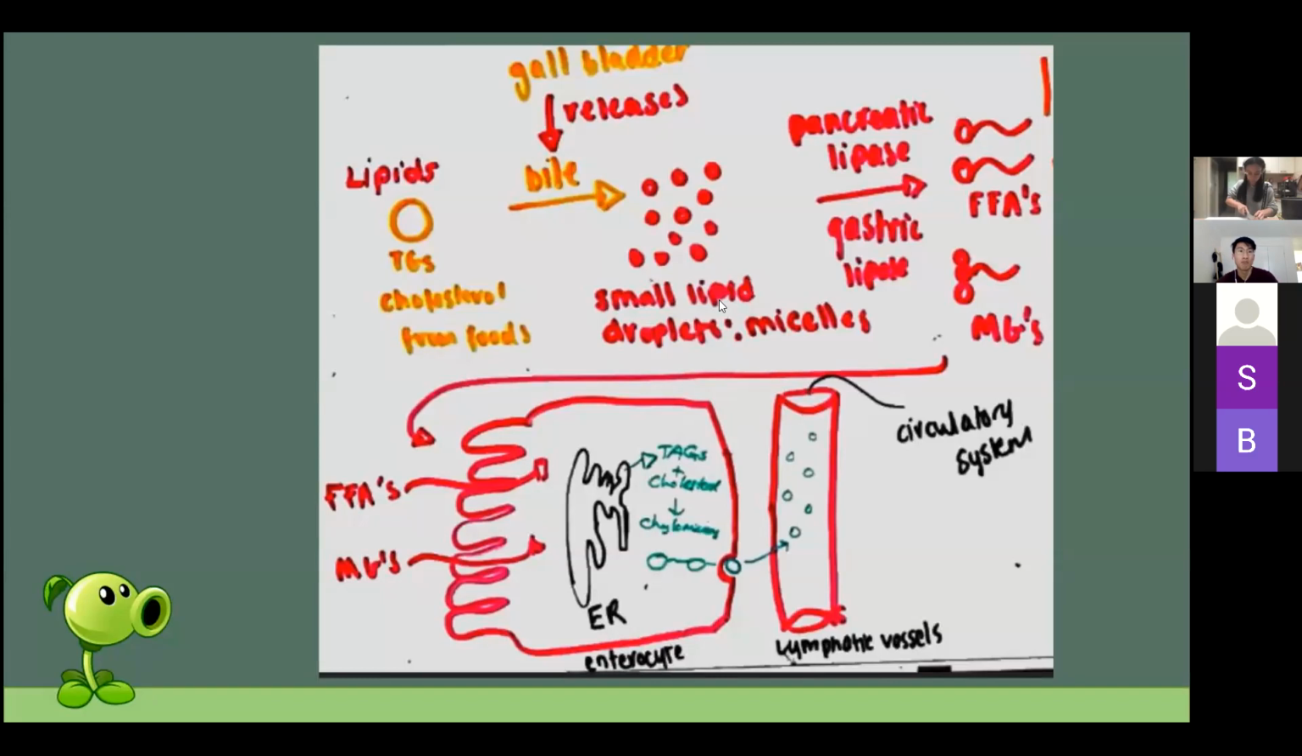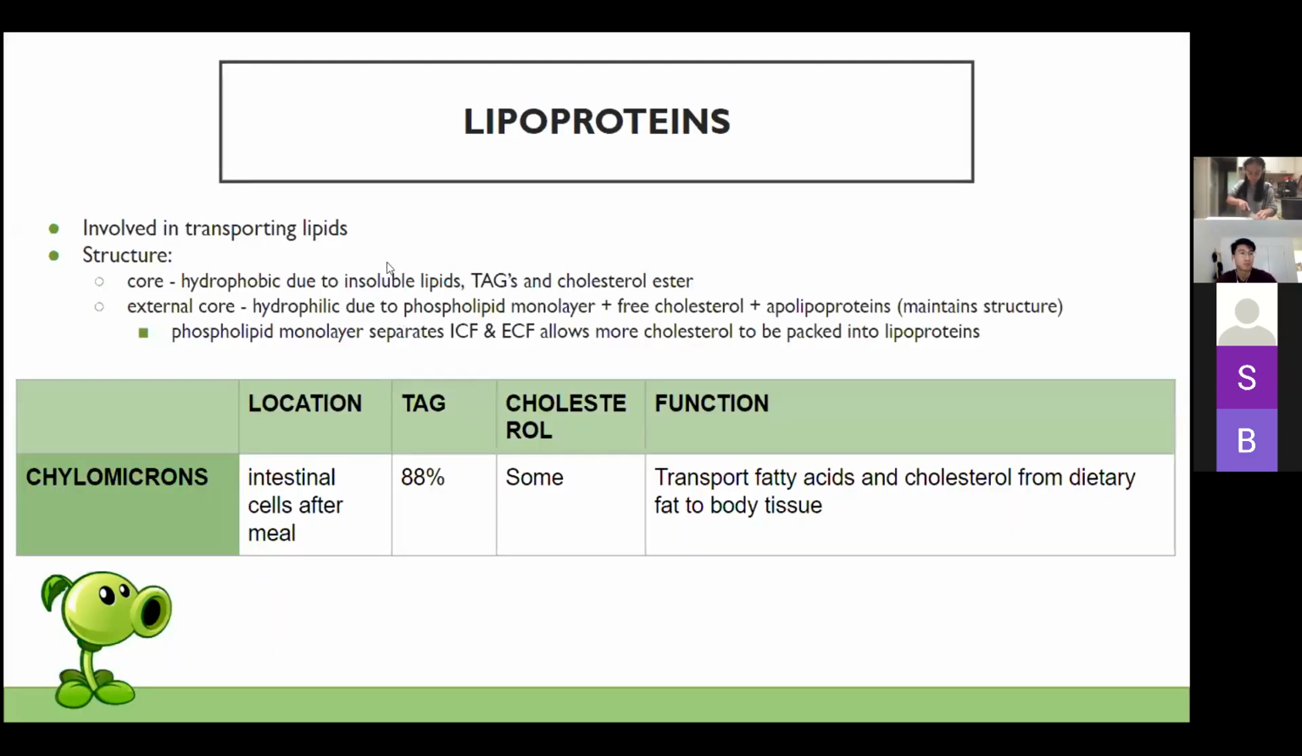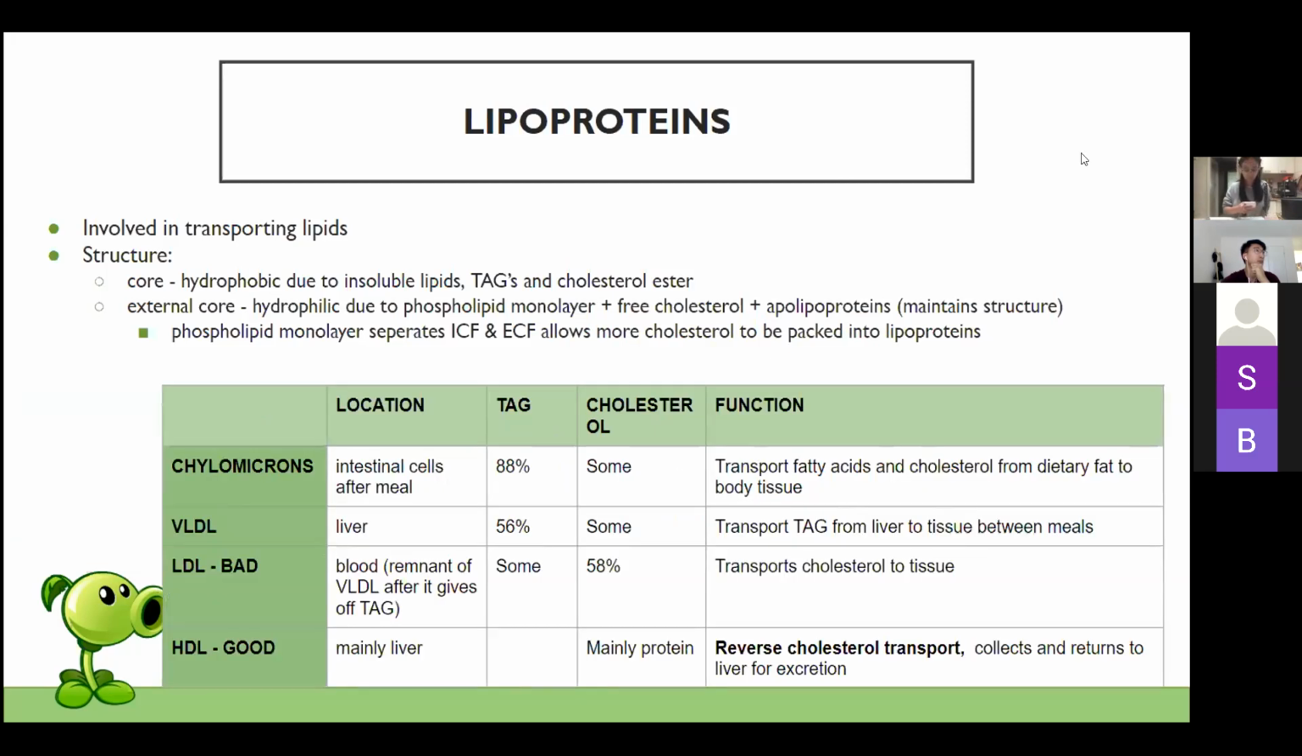Cool drawing here. Okay, so basically that's what I was going through before. Our body needs to package our fat into little molecules called chylomicrons in order to transport it. The external core is hydrophilic, so it loves water. That means the outside can travel, and it will help the overall structure to travel inside the bloodstream. Okay, we'll go through that a bit later.